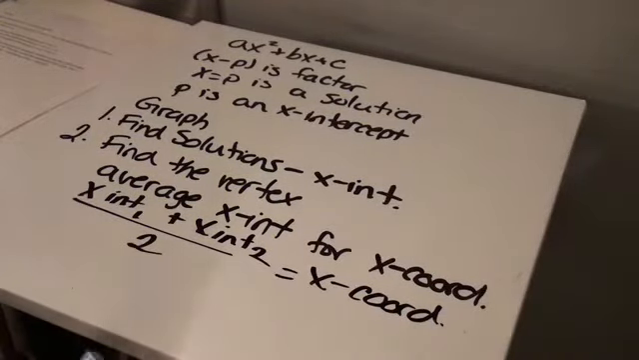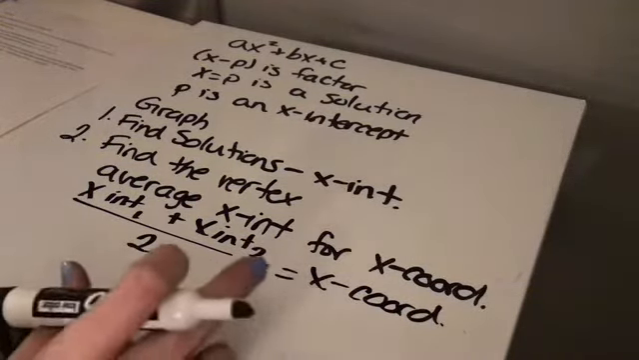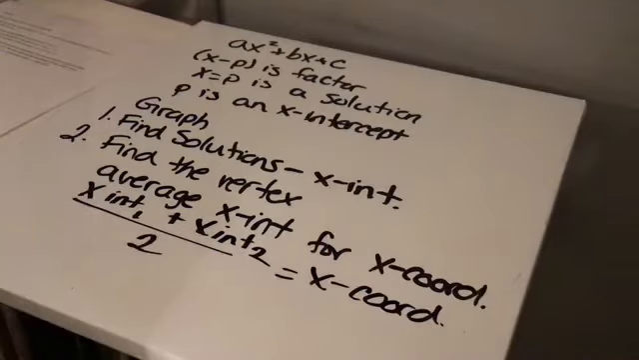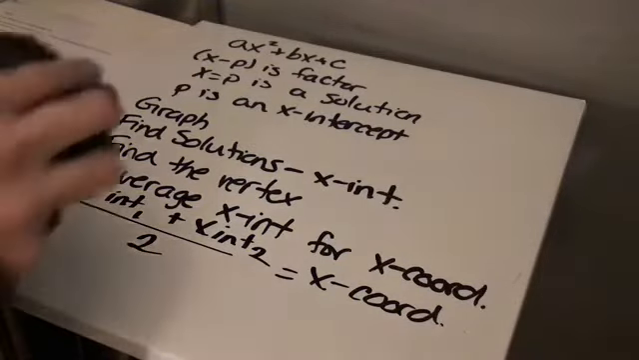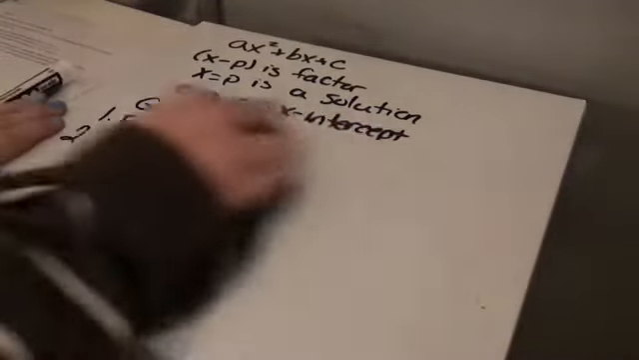Then you can find the y-coordinate by substituting the x-coordinate in. And then that's all you need. You don't need to make a table from there because you have your x-intercepts and your vertex. Okay? So let's go ahead and make a graph to see how you use that.